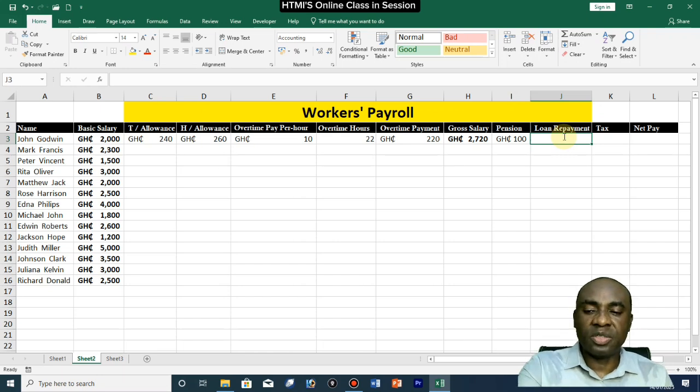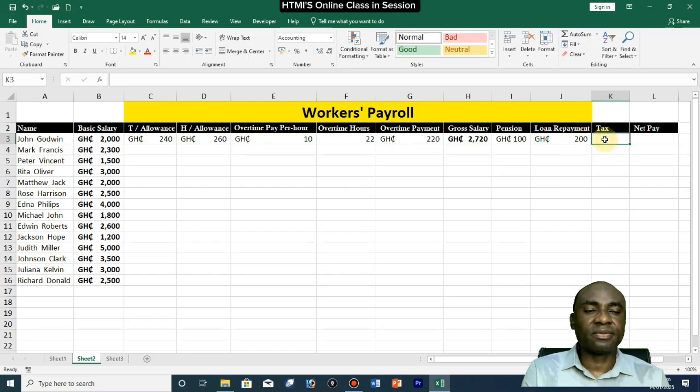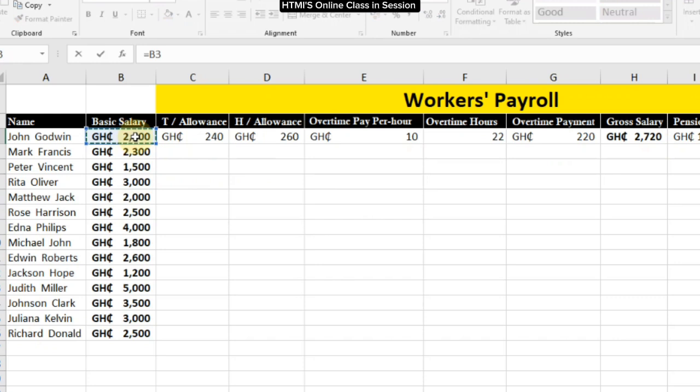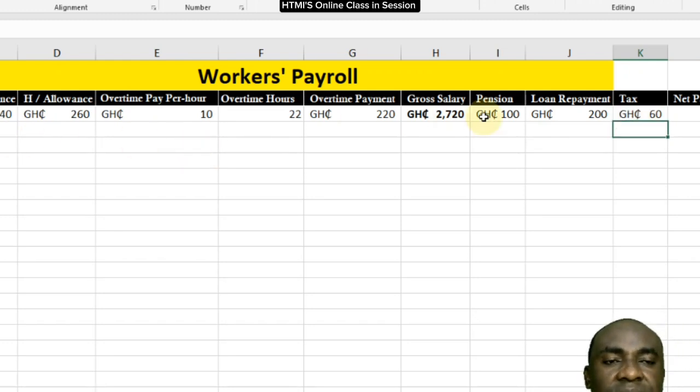So, for this person, he has 200 cedis to pay as a loan repayment. We kept that there. And the tax is 3% of the basic salary, equal to basic salary times 3%. So the monthly tax for this particular worker is 60 cedis.